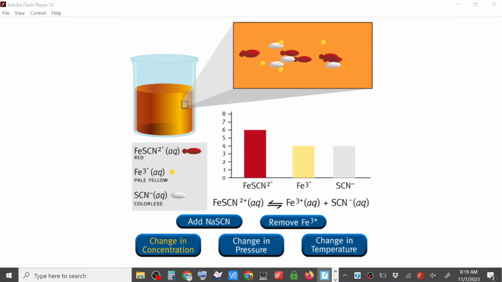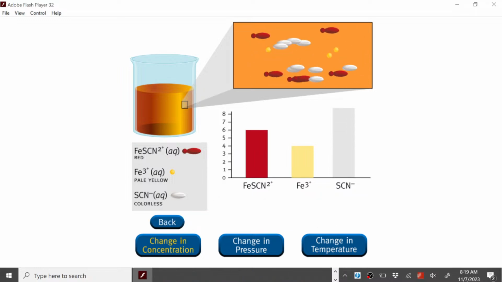Towards the product. So if we add NaSCN, towards the product, so what color should we go? Lighter or darker? Lighter. Let's add some. See what happens.